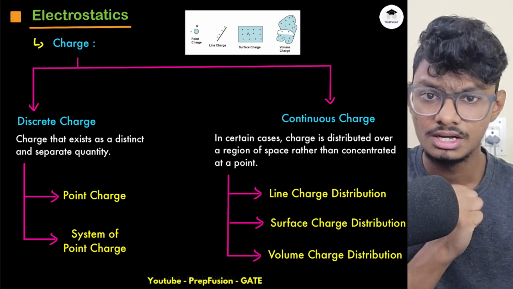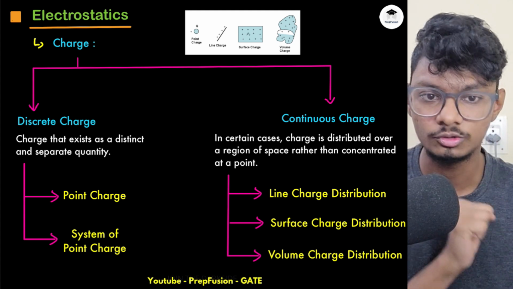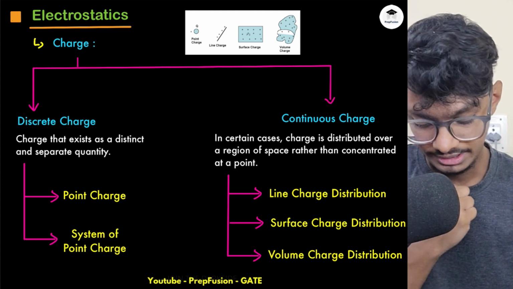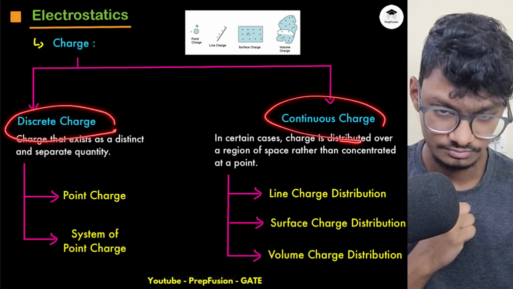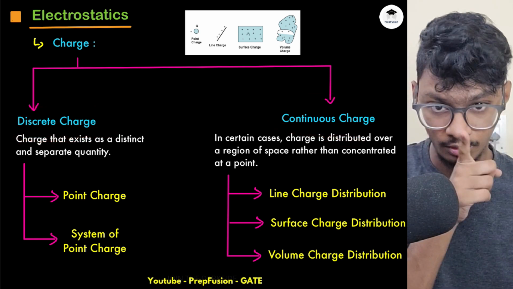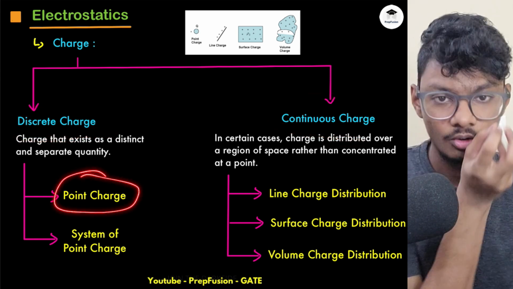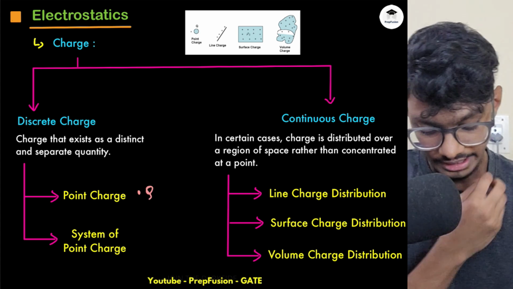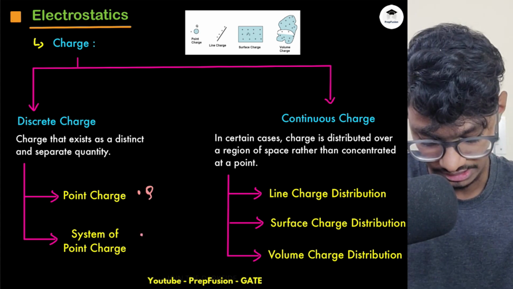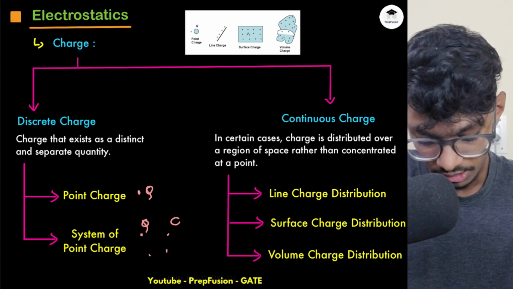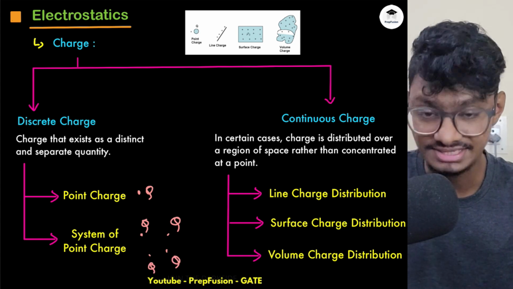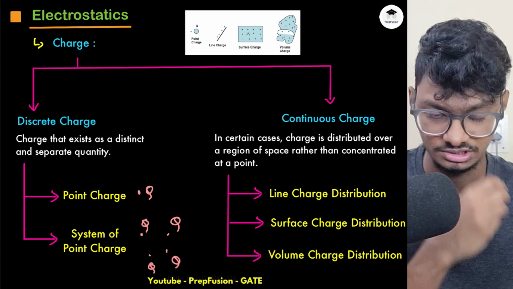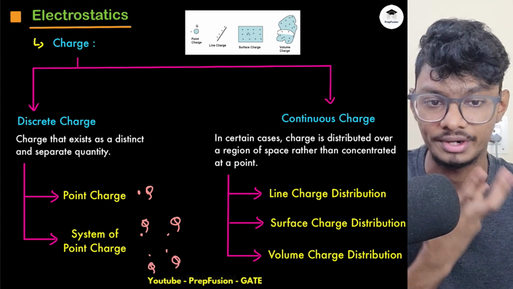So charges can be subdivided into many types, right? Charge can be discrete or continuous. Discrete means only one single charge, one single point charge, Q. Okay, this is a charge. If I have multiple point charges like 1, 2, 3 here, this is still known as discrete because I can still see that I have 4 charges here. This is known as a system of point charges.